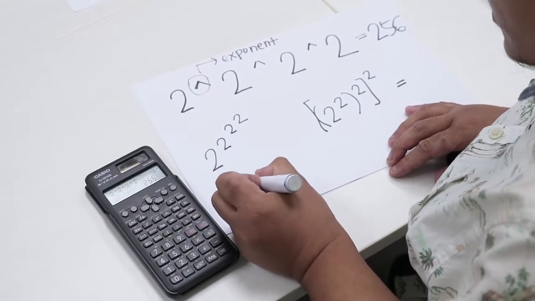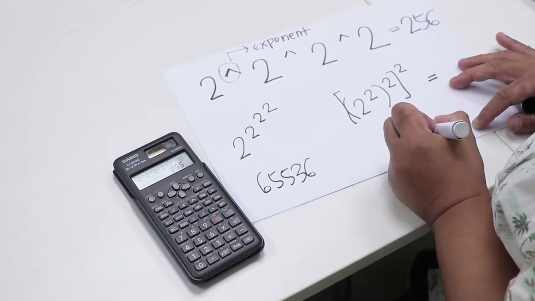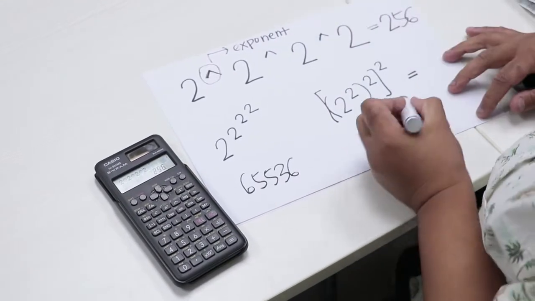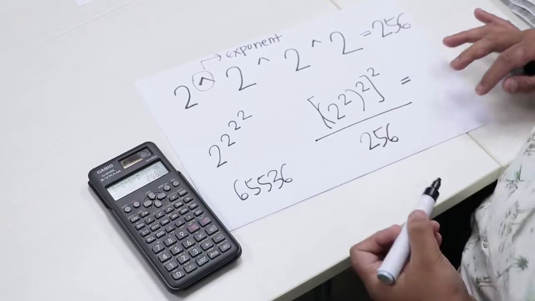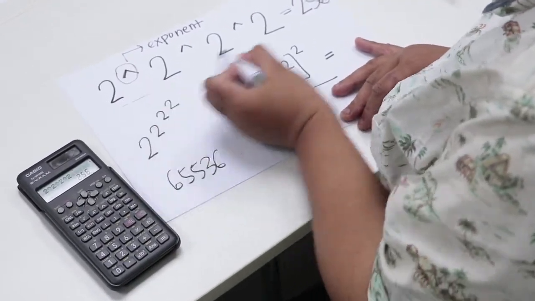So, this is 65,536 and this is 256. So, apparently, Casio, this model calculates this way. So, it starts from left, okay? It starts from left papunta sa right.